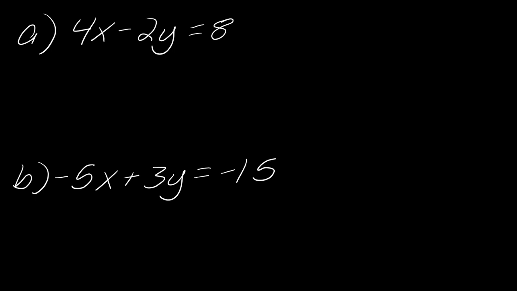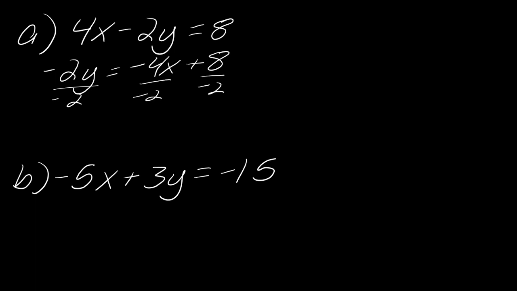Okay, so to figure out what the slopes are, I'm going to solve for y in each of these. So first I'm going to subtract the 4x over to the other side. So this becomes -2y equals -4x plus 8, and then I can divide each part of this problem by -2. Now I like writing out all those -2's so I can process the calculation in my brain. So this becomes y equals 2x minus 4, and so my slope in this case will be equal to 2.